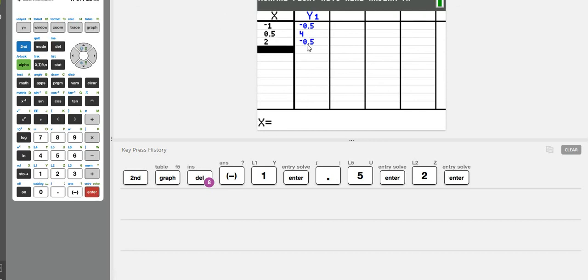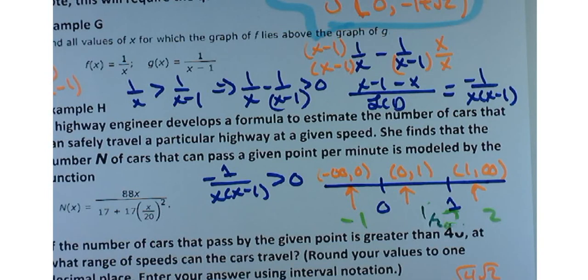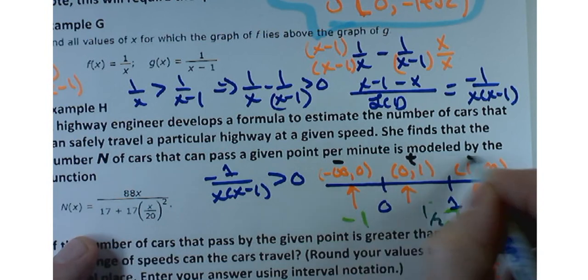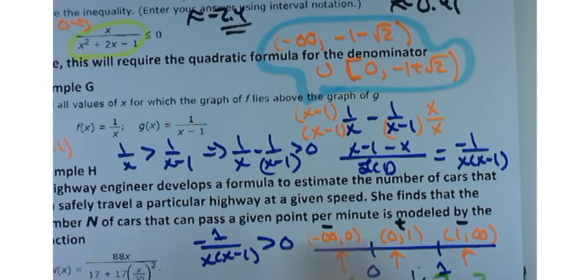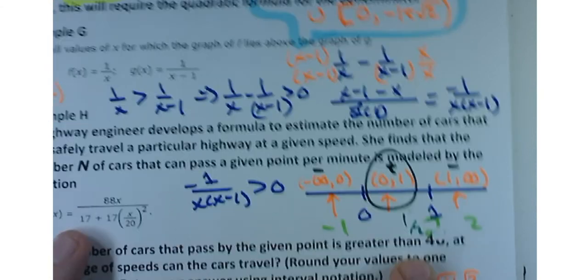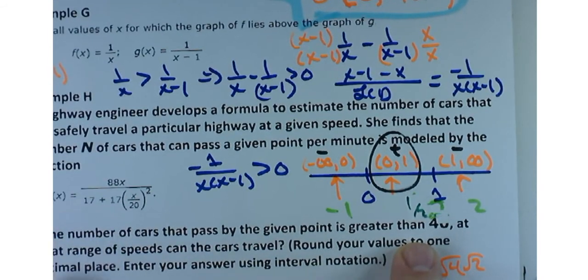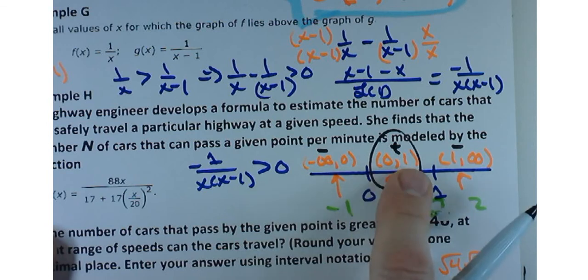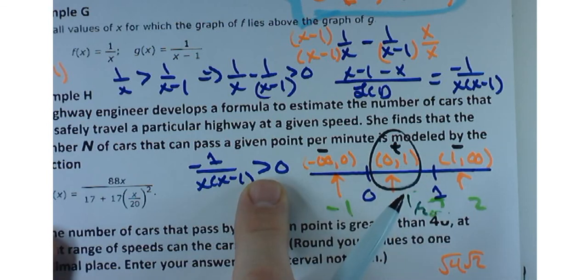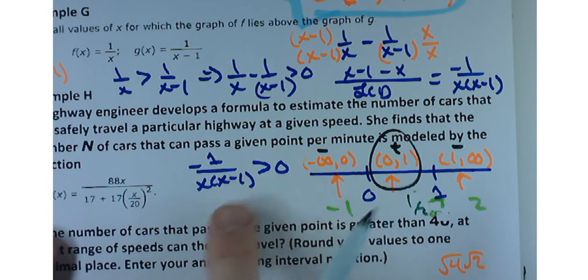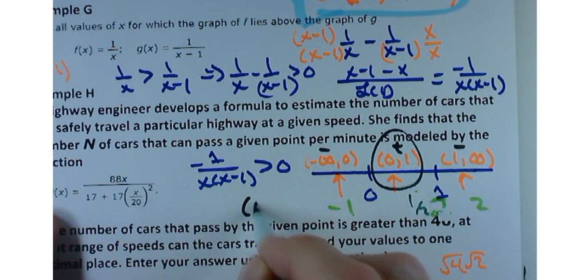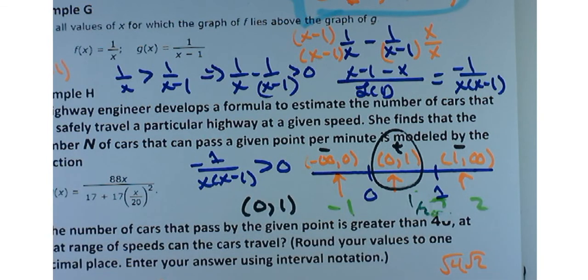Negative, positive, negative. So the only interval that's going to work for us is the middle interval. So let's just take a look at that. Test it out. Negative, positive, negative. And I want to know where this is greater than 0, so I want the positive interval. For all the marbles, can I use either of the endpoints? Well, I don't have to worry about either of the endpoints because this is a greater than. But even if this was a greater than or equal to, I can't use a 0 and I can't use a 1 because those would create a 0 in the denominator. So 0, 1, that's my answer.